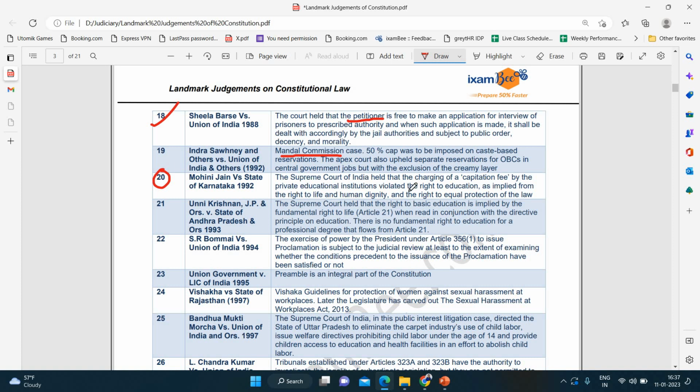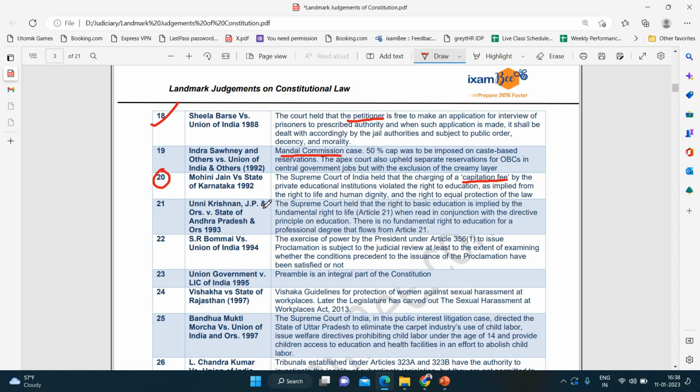The Supreme Court of India held that the charging of capitation fee by the private education institutions violated the right to education as implied from the right to life and human dignity and the right to equal protection of the law. So here it was stated that capitation fee is against the right to education.